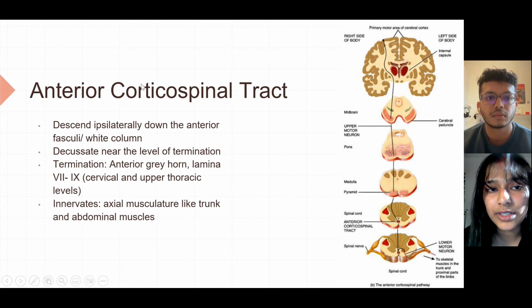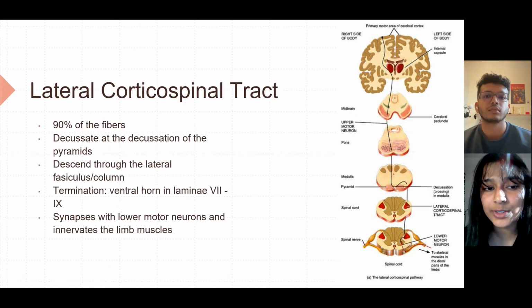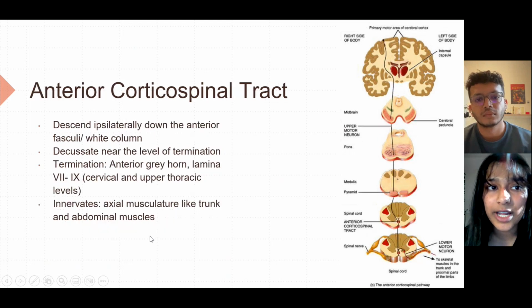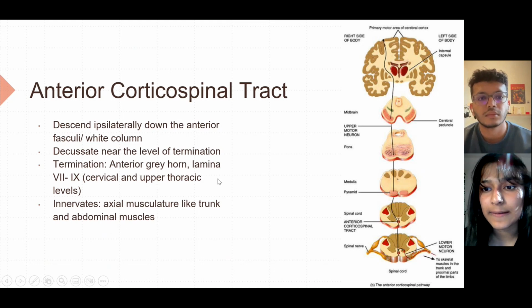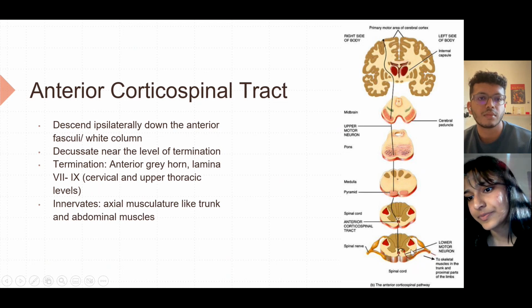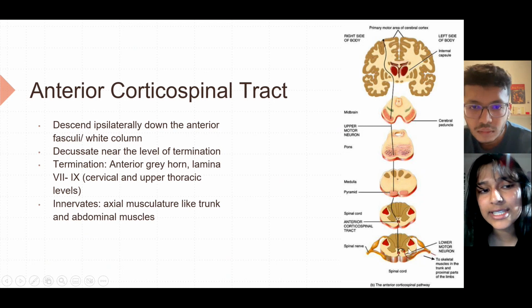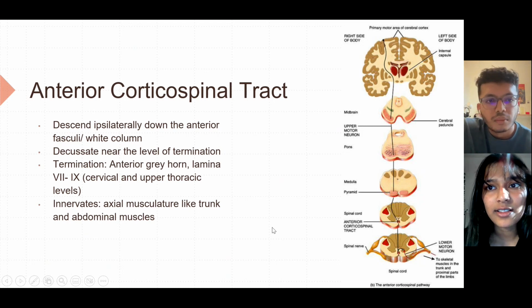The anterior one, on the other hand, the main difference that you need to try and remember is the lateral goes to the limb muscles, whereas the anterior goes to the axial musculature, so like the trunk muscles and the abdominal ones. This one stays on the same side, and then it decussates towards the end. Yeah, that's about it there.